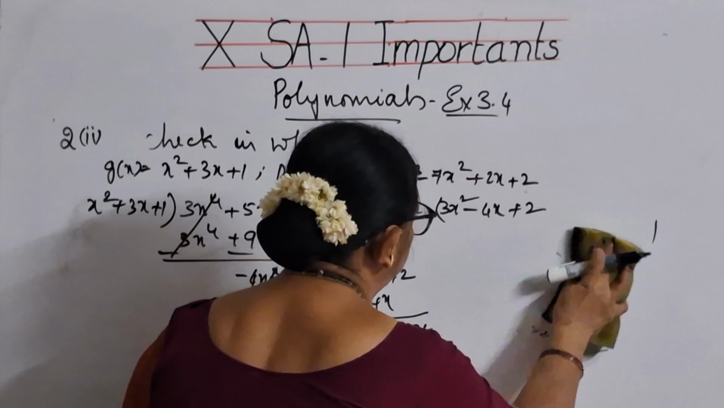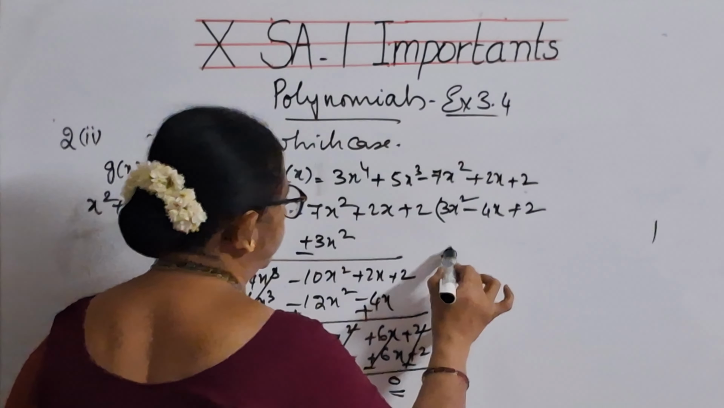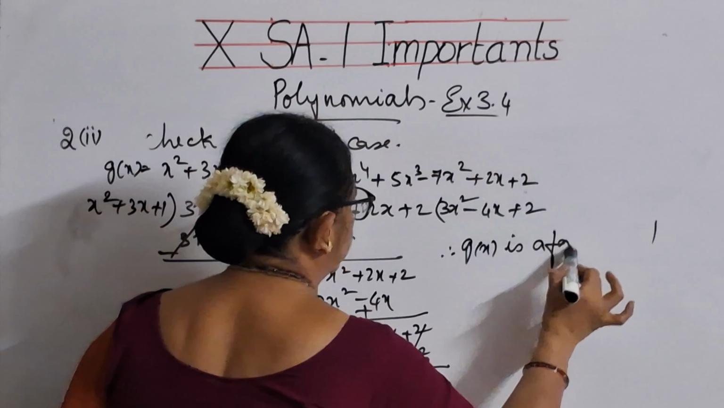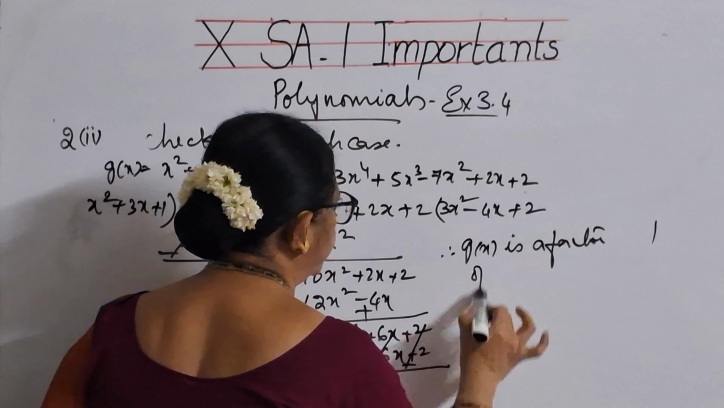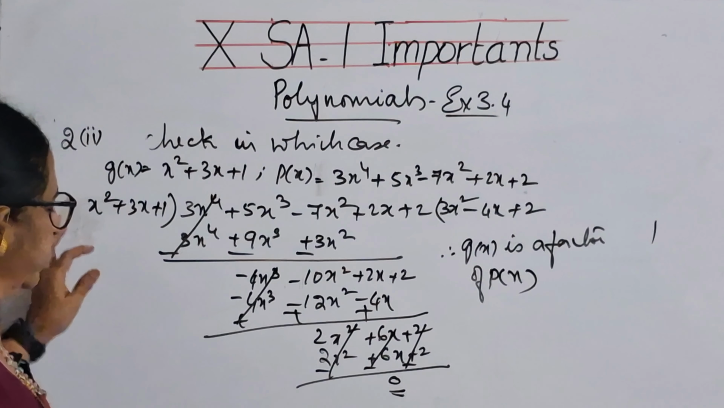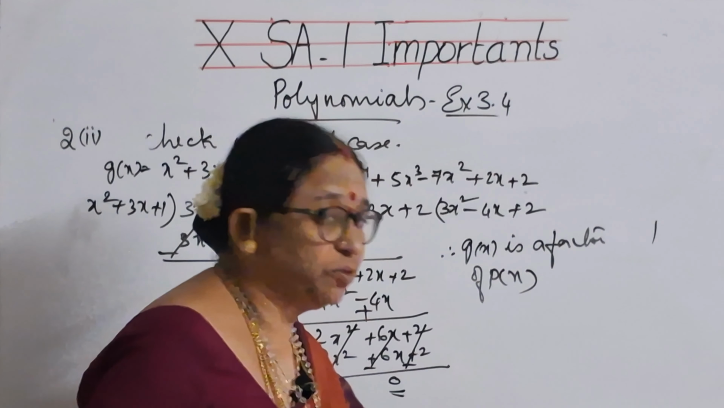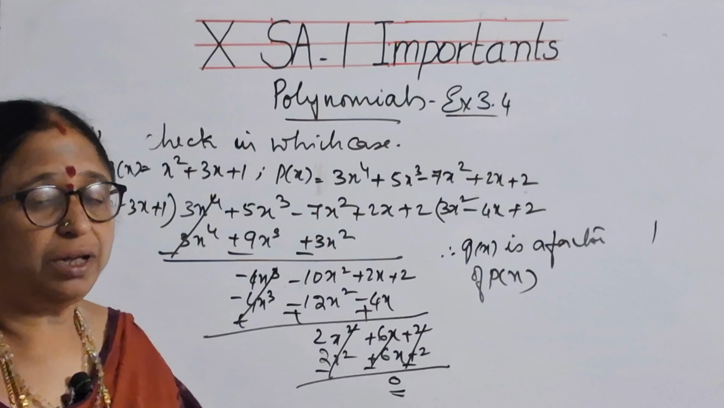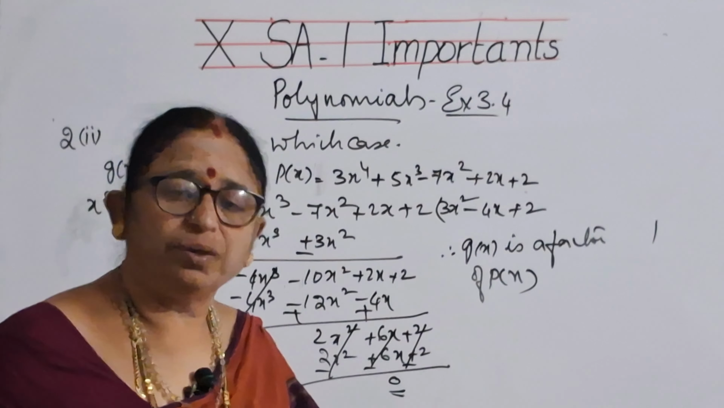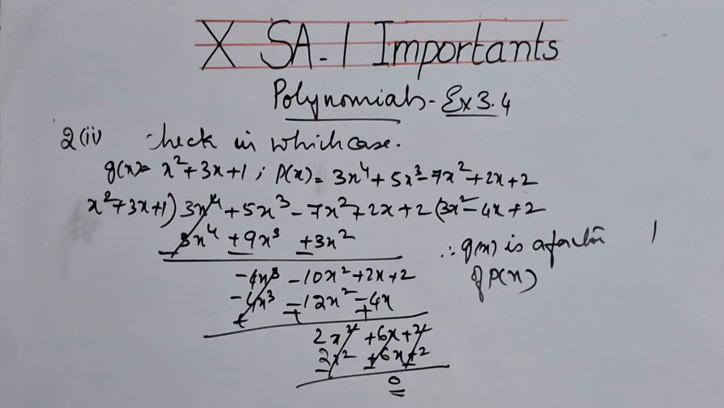So with this, you can say that therefore g of x is a factor of p of x. Both of them are factors because you are getting remainder as 0. In the earlier case we didn't get remainder as 0, children, so it was not a factor. But here you have got remainder as 0, so it is a factor. I hope you have followed, children. Copy it.